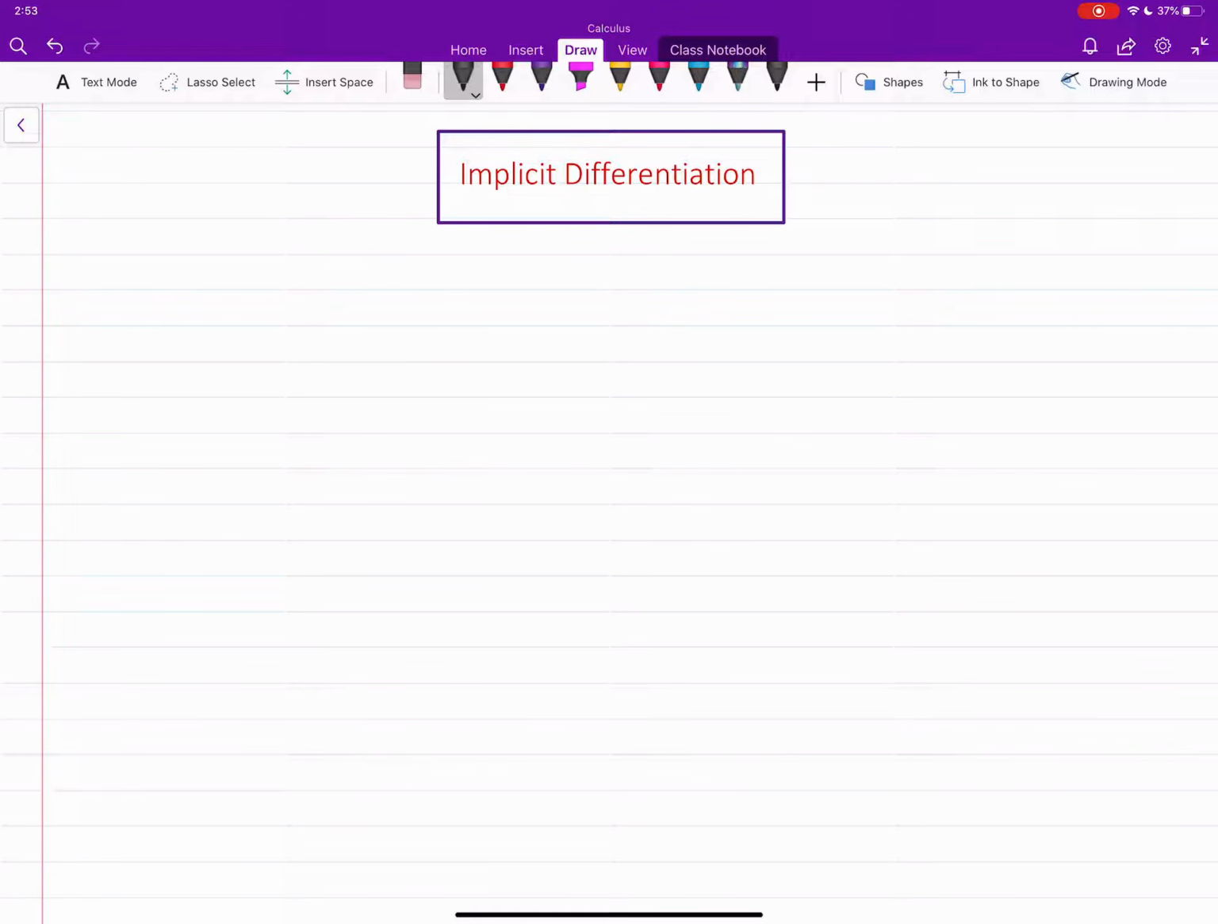Hi, in this video we will learn how to differentiate functions which are implicitly defined. In general, when we say y is a function of x, this dependence can be given through two completely different approaches. One is called y is defined explicitly.